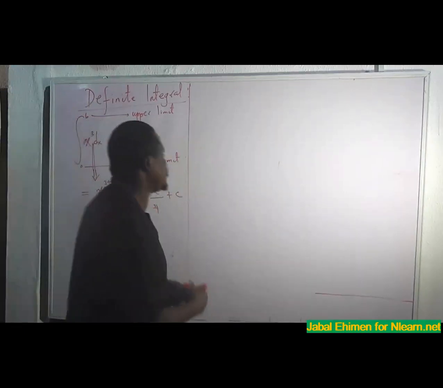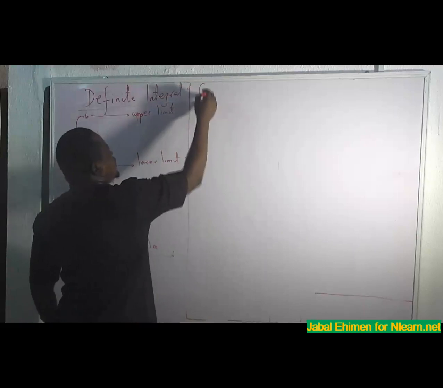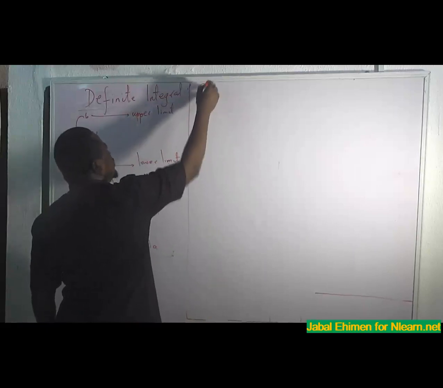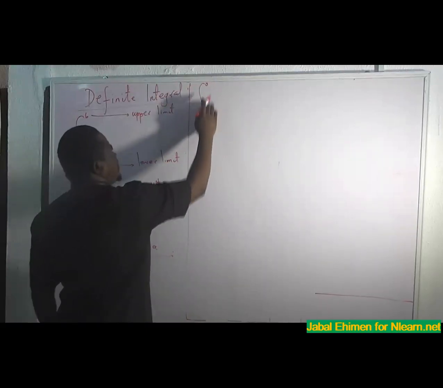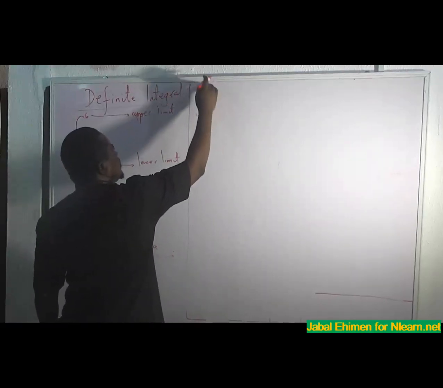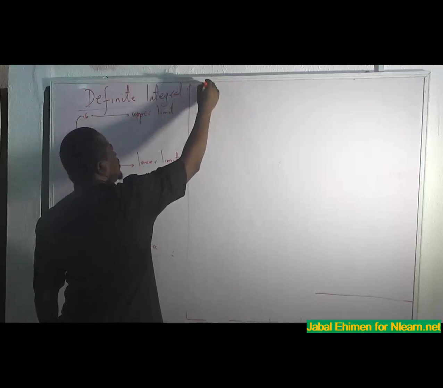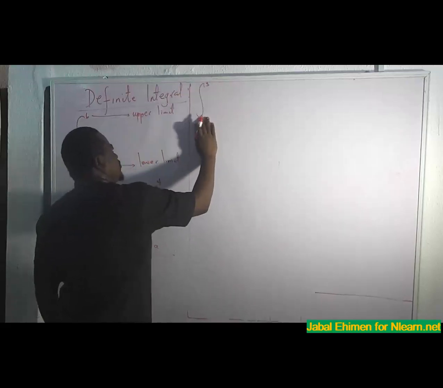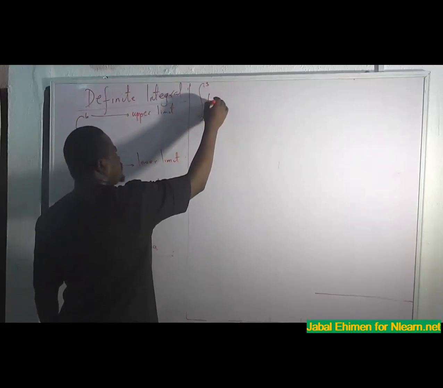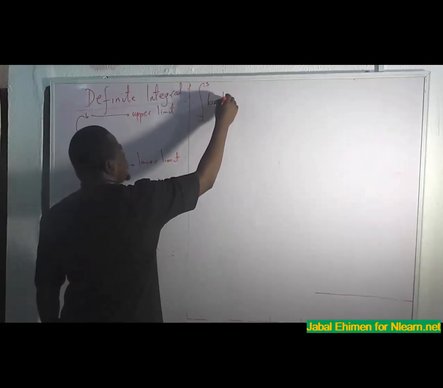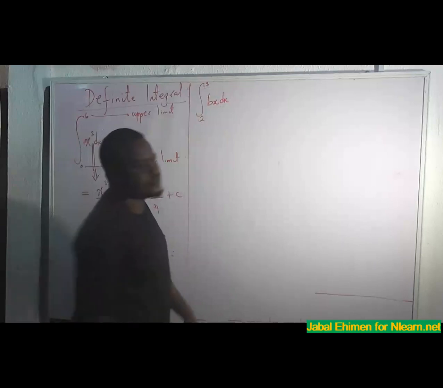I'll probably use one of your questions. Maybe you have A at the top, you have B somewhere here. Maybe you have something like 3 here. You have something like 2 here. And you have b x dx. Let me say something like this.